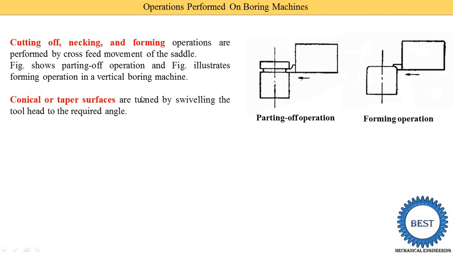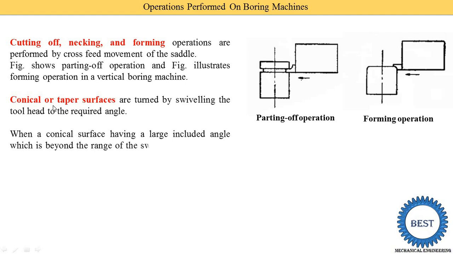This is known as the forming operations. Next one is the conical or taper surface. By using the boring machines, we are also able to create conical surfaces as well as taper surfaces. These are done by swiveling the tool head, which means we set the tool at certain angles by swiveling the tool head to the required angles, and we are able to perform conical as well as taper surfaces.